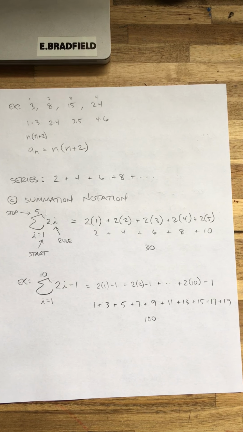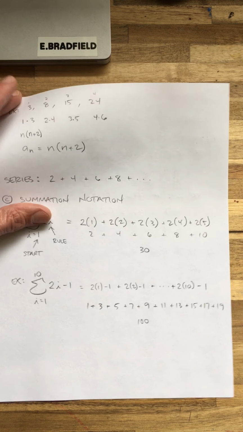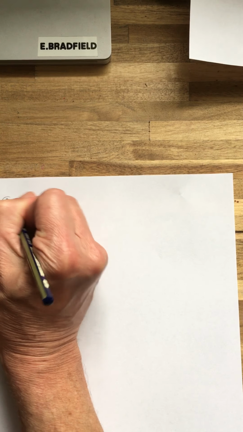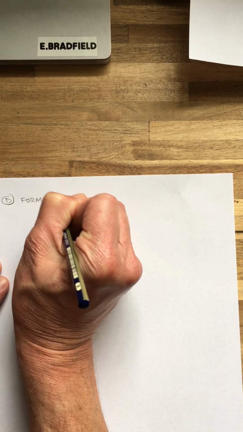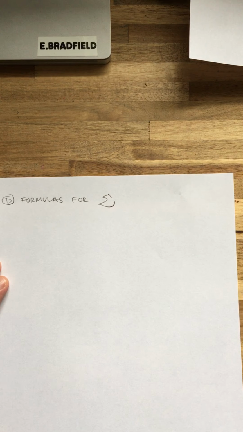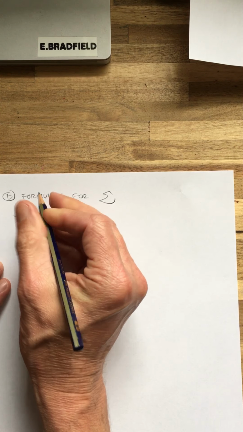All right. So now I have only a couple minutes. I'm going to write down some formulas for you. Okay. Here's a couple formulas, part D, formulas for sigma. And if I get cut off, just find them in the book. Okay. So here we go. Here's one of them.